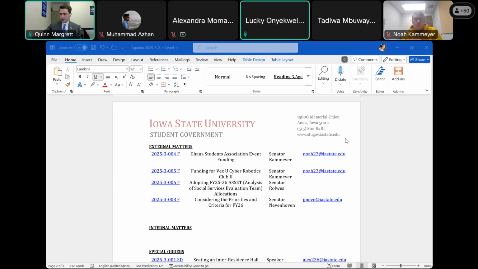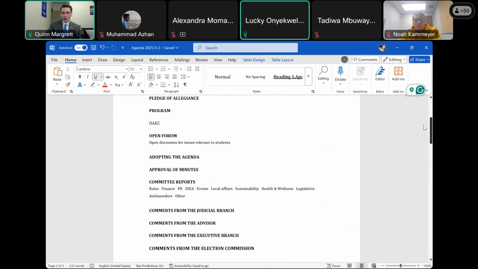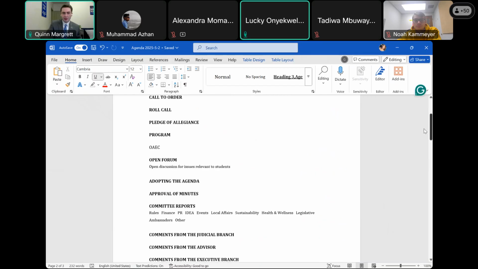So once again, moved and seconded to table items 004F and 005F for 1 week. Are there any objections to tabling those two bills for a week? Seeing no objections, they shall be tabled. Once again, we're back on the agenda as a whole. If there are any further amendments, or we can adopt this evening's agenda.